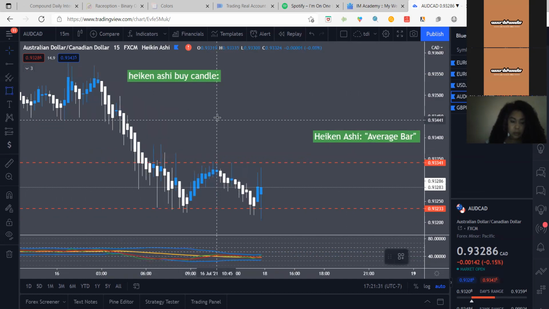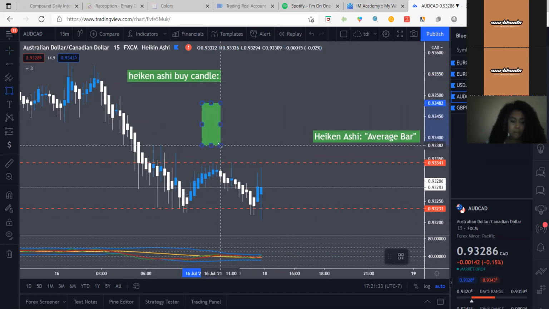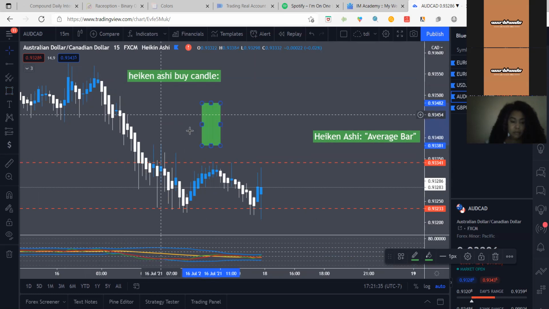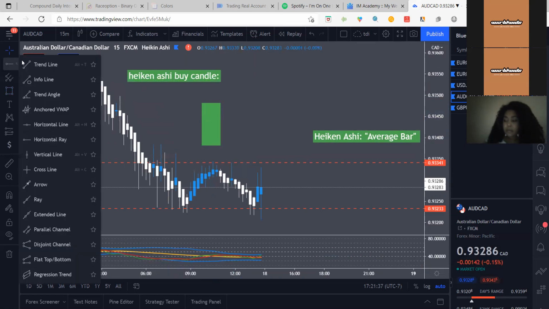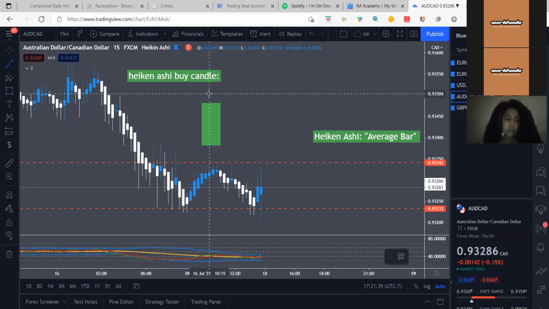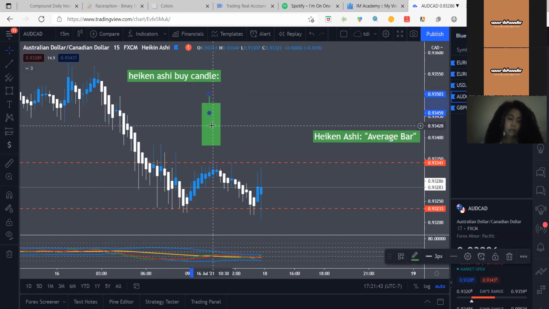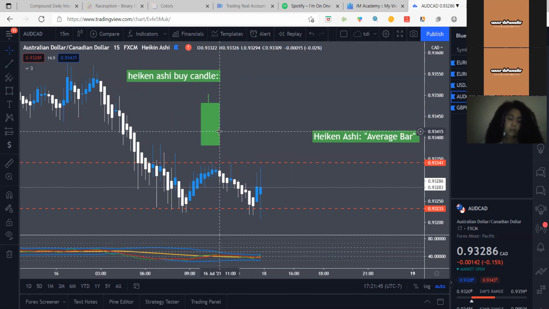It's going to look like this, okay? You're going to see it like this, and then you will have, if anything, a wick at the top. Nine times out of ten, you have the wick at the top.